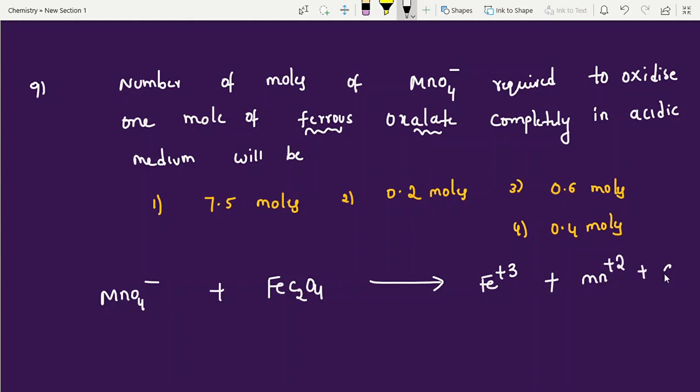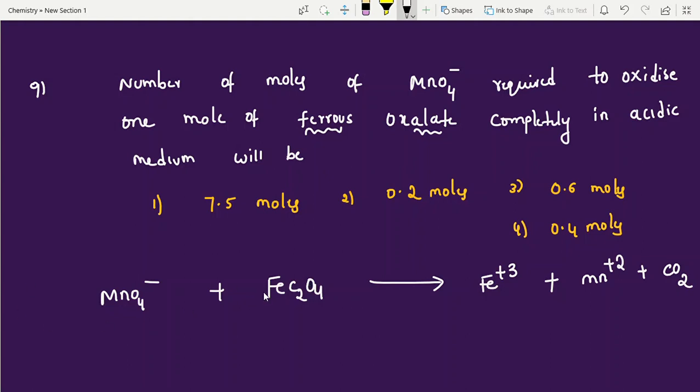Next here the byproduct is CO2. This is also a main product, CO2. In C2O4, the carbon oxidation state is +3. +3 to +4 it is converting. Why? Because MnO4 is the oxidizing agent, converting carbon +3 to +4. This is the required equation.